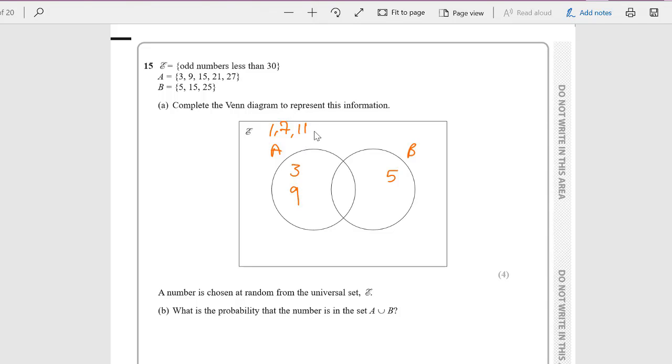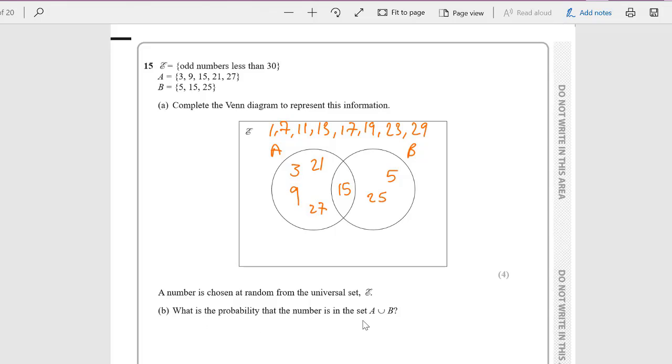10, 11, 12, 13, 14, 15. Well, we've got 15 here, 15 there, so we put it in the union. 16, 17, 18, 19, 20, 21, 21 there. 22, 23, 24, 25, we've got 25 there. 26, 27, we've got 27 there. 28, 29, and that's it. Brilliant.